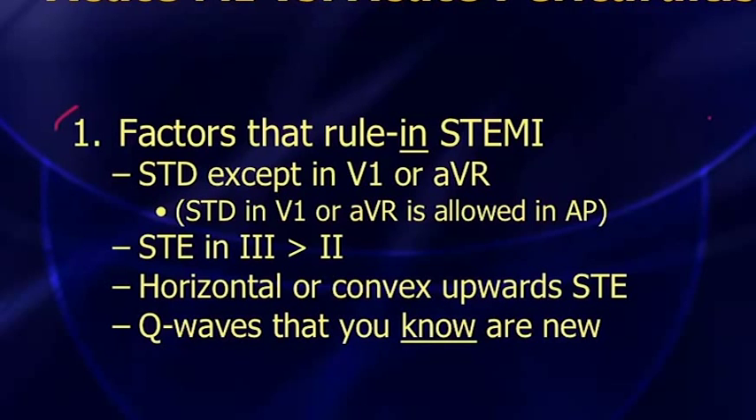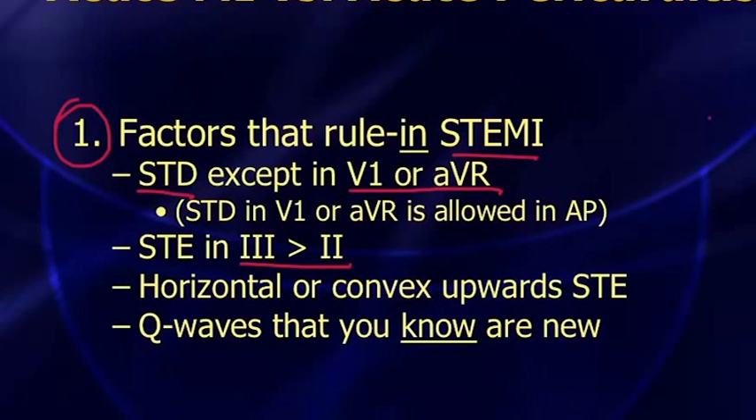So step number one, look for the things that would rule in STEMI first. You're going to look for signs of ST segment depression. We can ignore V1 and aVR because ST depression in those two leads can be fairly nonspecific. But if you see ST depression in any of your other 10 leads, it's a STEMI. You're done. Don't look any further. Next, look at the ST segments in leads 2 and 3. If there's ST elevation in both of them, compare them. If there's elevation in 3 which is greater than in 2, you're done. It's got to be a STEMI.